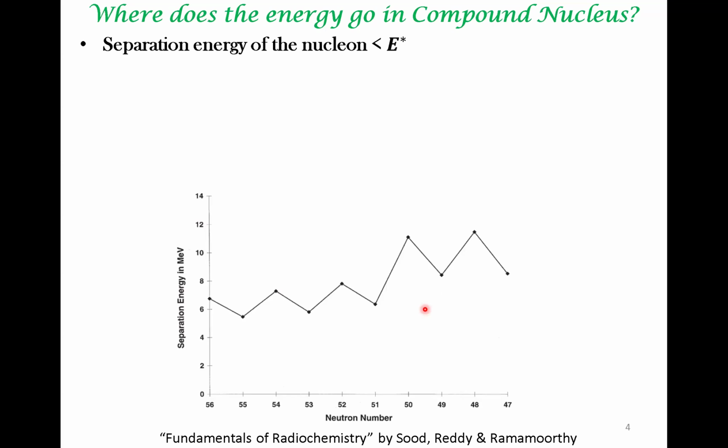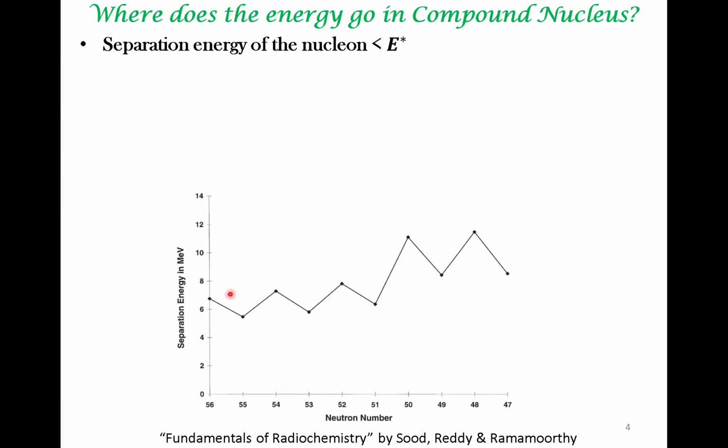If you remember, we had discussed something called separation energy of the nucleon. This is the energy to remove the highest energy nucleon, or to remove one nucleon from the nucleus. We can remove either a neutron or a proton. So typically what was observed was that, this is from one of the earlier lectures in this course. This graph is from one of the earlier lectures.